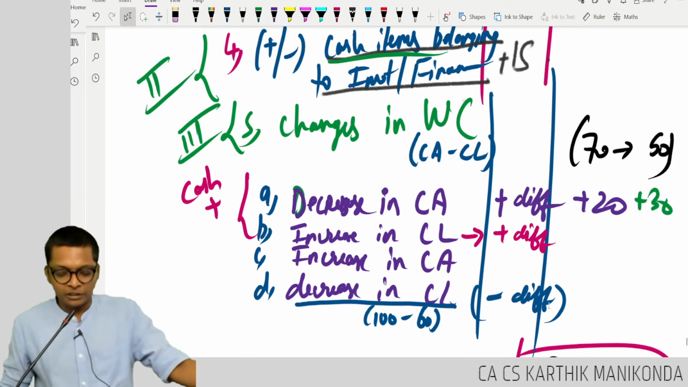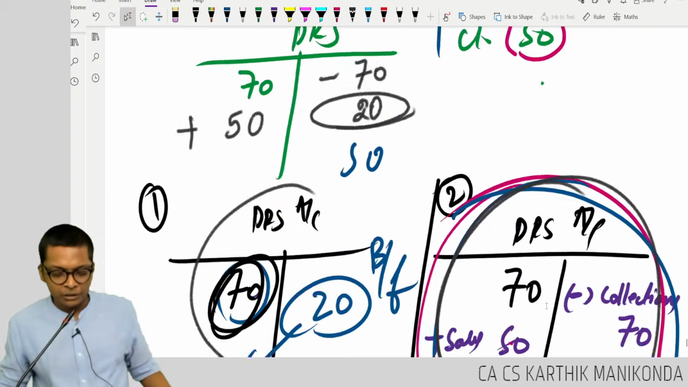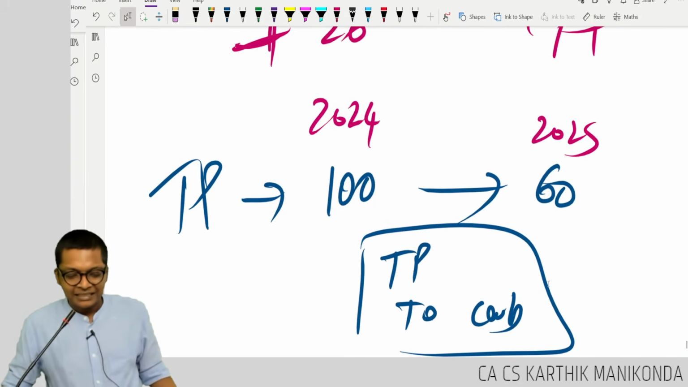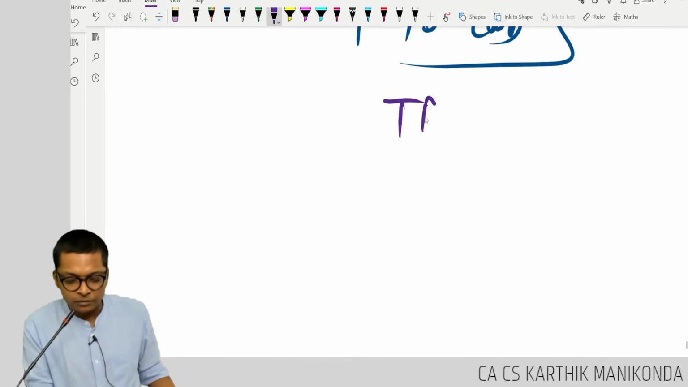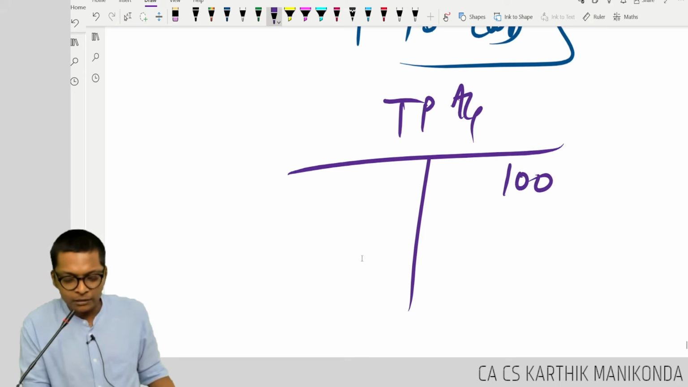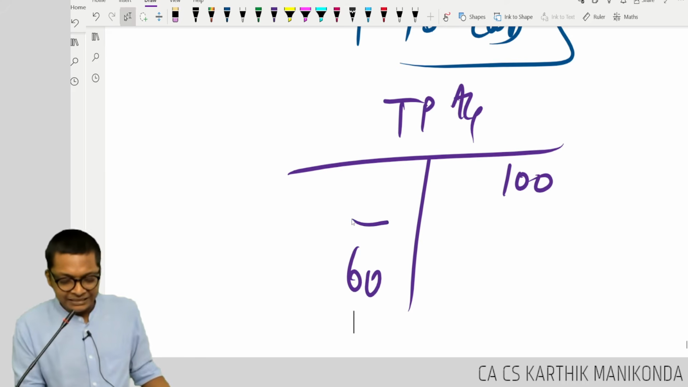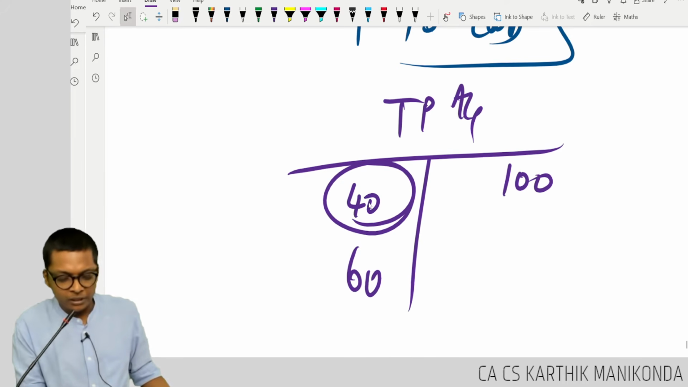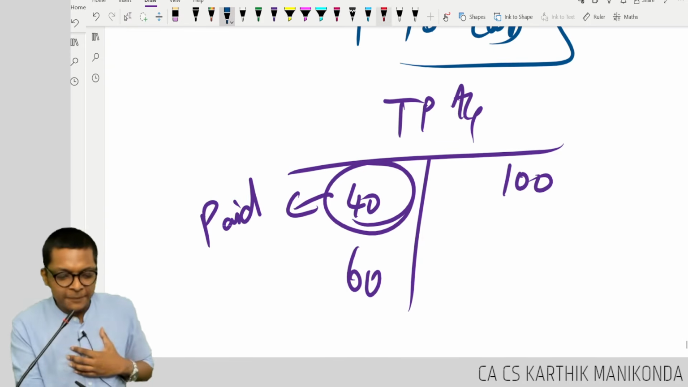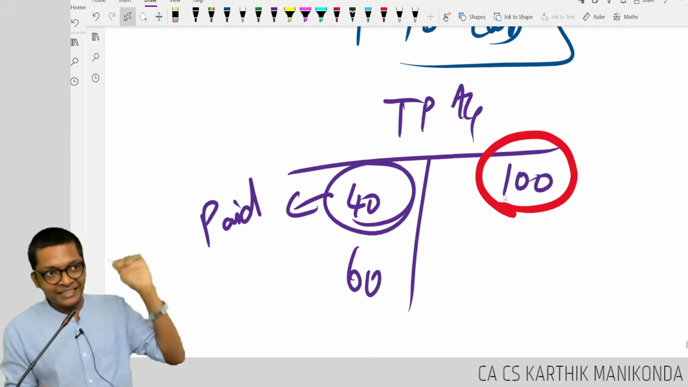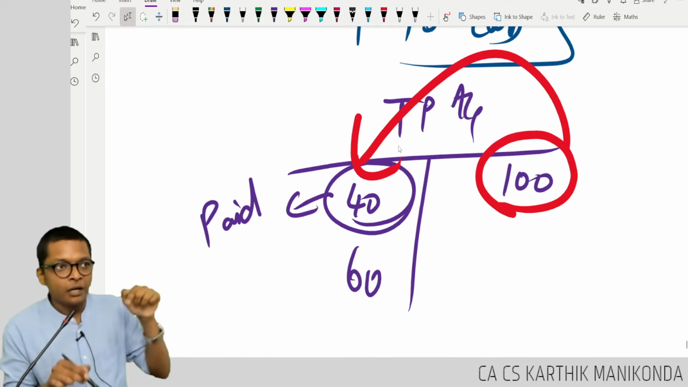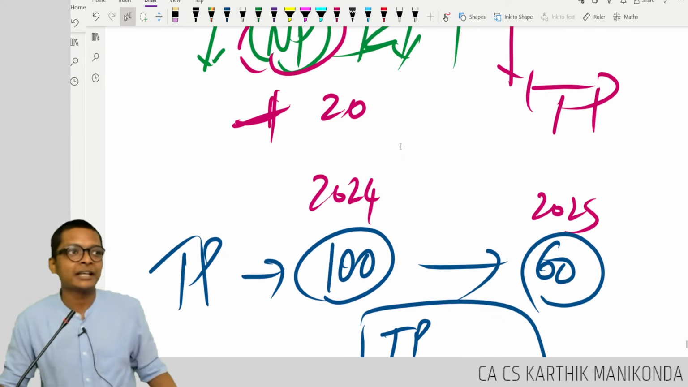Are you understanding, guys? This is the shortcut. What's the logic? I will tell you the logic. Understood the shortcut? Now look at the logic. If trade payables 100 became 60, let me prepare the trade payables ledger. Opening is 100, closing is 60. Whatever happened, this side there is a balancing figure of 40. That means it is paid. That means last year's opening trade payables of 100 rupees, I have paid 40 this year. That's why I am reducing. Are you getting it?